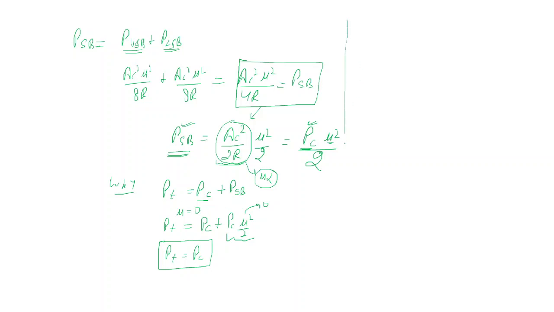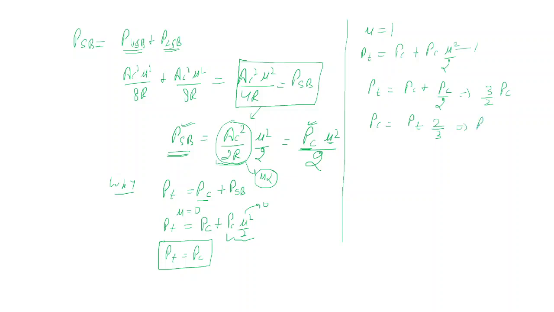So now we are considering the second case, when mu is equivalent to 1. So when mu is equivalent to 1, the total power will become equivalent to the carrier power plus carrier power mu square by 2. So what we are getting here, the total power, with mu equal to 1, is PC plus PC by 2. So when we solve this, we get 3 by 2 of PC. So the carrier power will become equivalent to the total power by 3 by 2, that is the total power times 2 by 3.